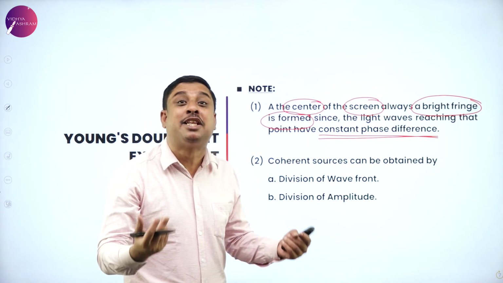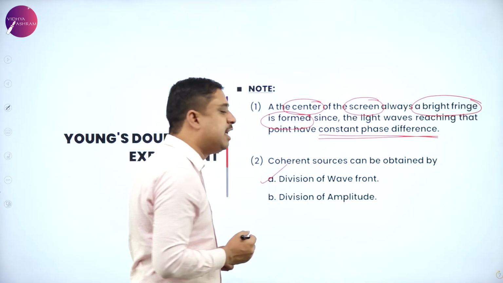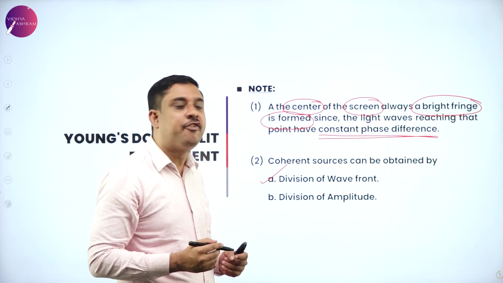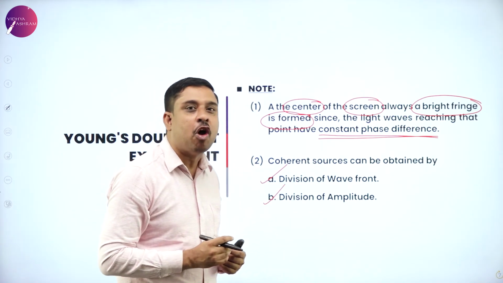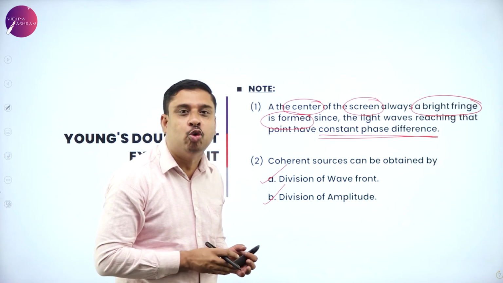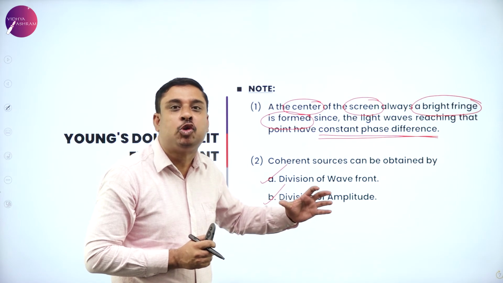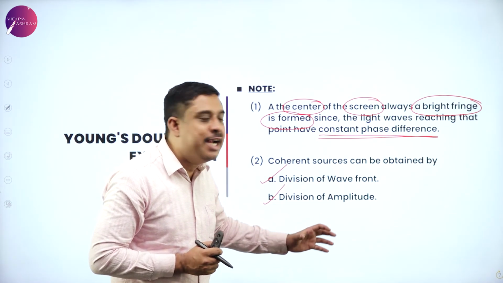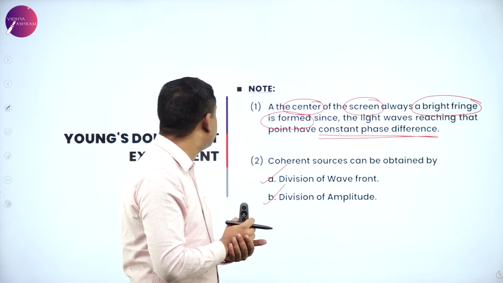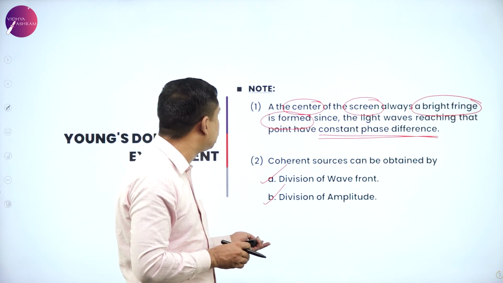Now, how do we get the two coherent sources? One is called division of wavefront. The other one is called division of amplitude. Divide the wavefronts into two halves, or the amplitude of the waves into two halves. That is where we get the coherent sources.